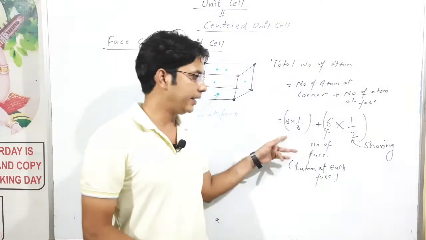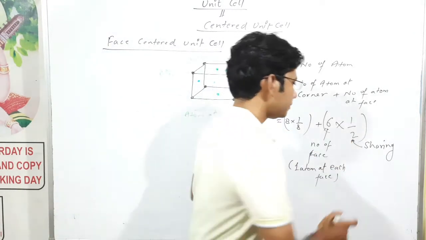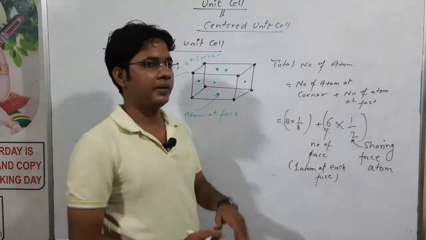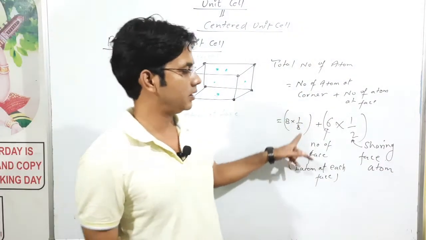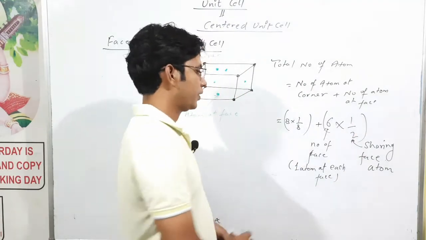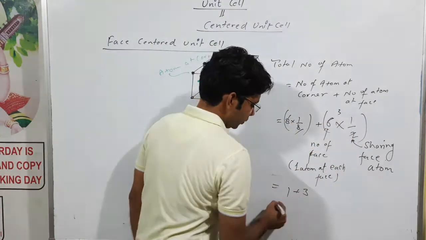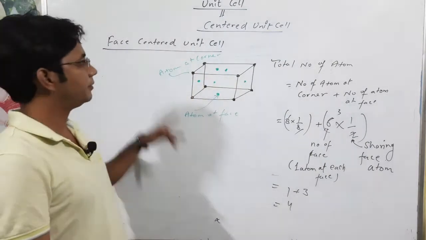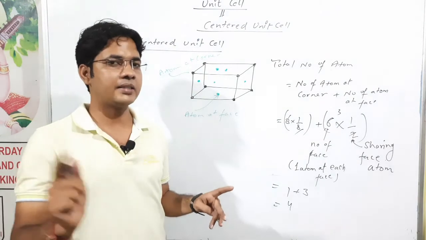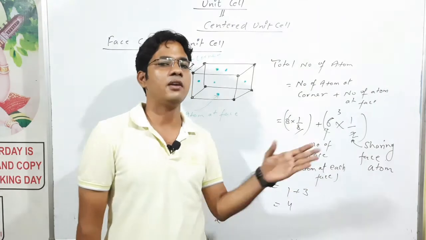Do remember, 8 into 1 by 8 for the corner atom, 6 into 1 by 2 for the face atom. This is very important for the numerical. When we calculate the sharing of the corner, we will write 1 by 8. When we calculate the sharing of the face, we will write 1 by 2. How many atoms will we get? 1 and 3. So the total number of atoms in the face centered unit cell will be 4. That means atoms at the corner plus atoms at the face, hence the face centered unit cell will have 4 atoms in all.